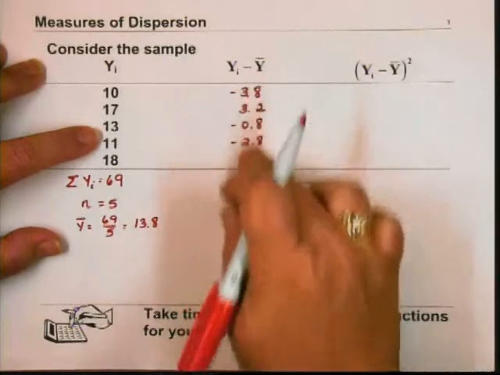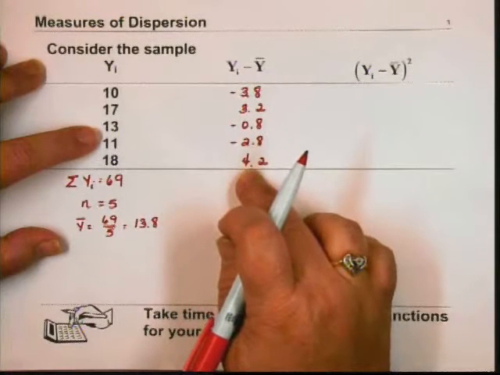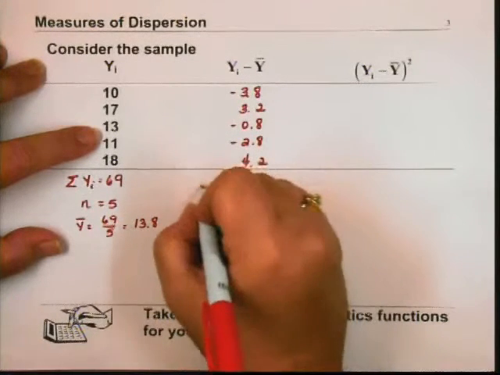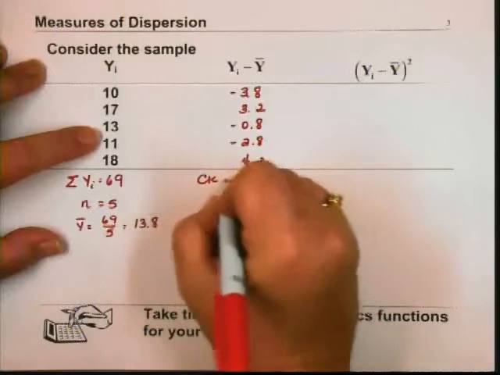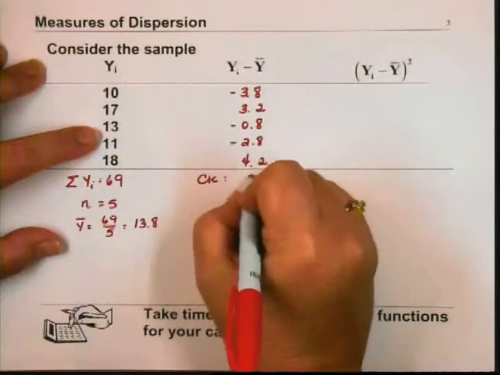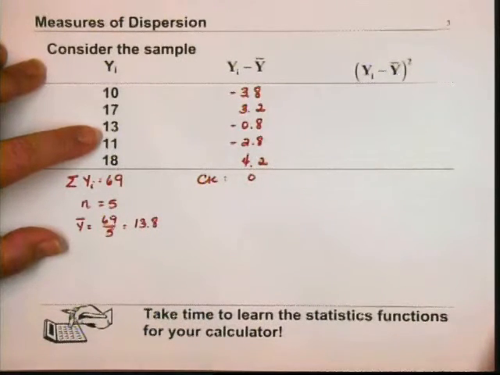Now, as a check, if you add these up, you should get 0. So our check here is that we should get a 0 if we add things.